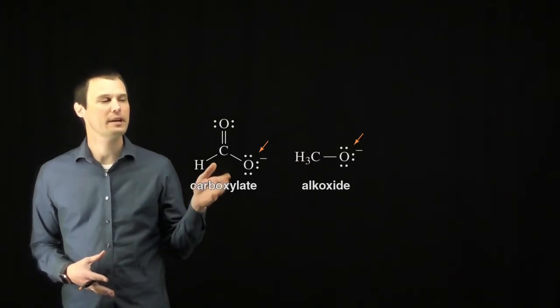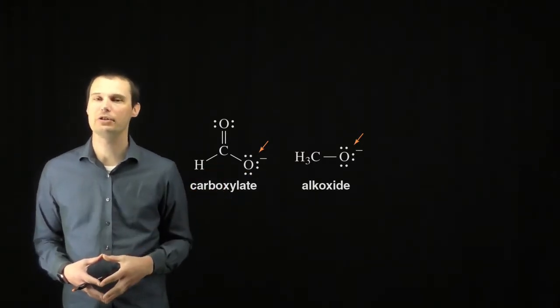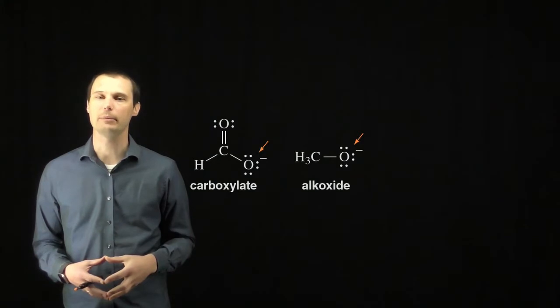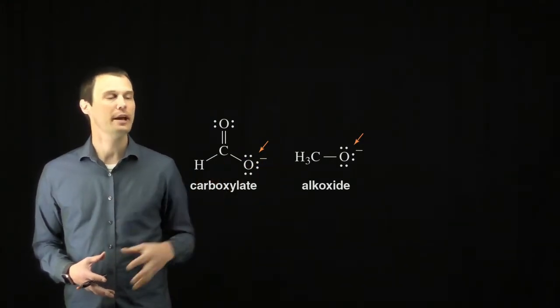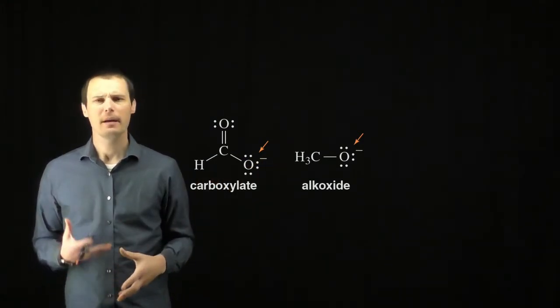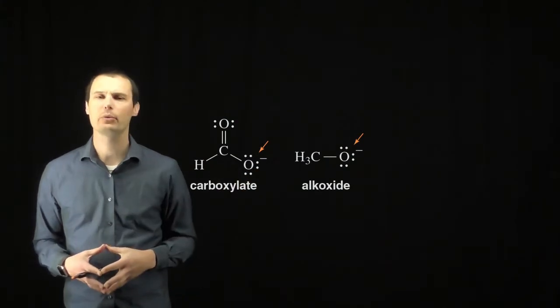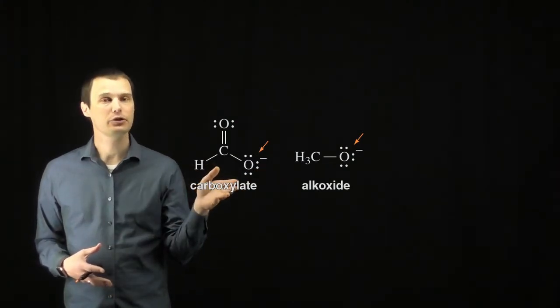This question asks us to assign the hybridization for the indicated oxygen atoms and to predict which one is most stable. Both of these oxygen atoms have one bond and 3 lone pairs. That makes it seem like both of them should be sp3 hybridized. But look at the oxygen in the carboxylate.